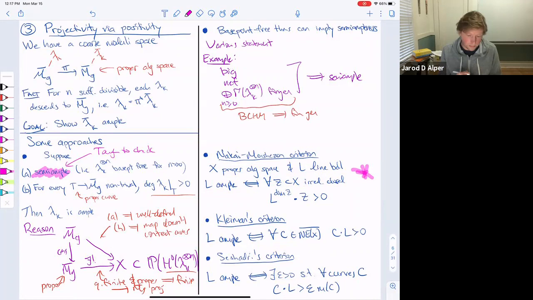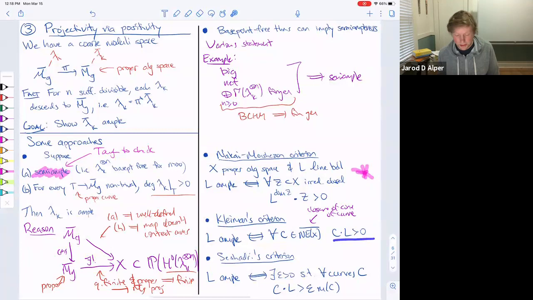But it's important to keep all of these in mind. There's also Kleiman's criterion, which says L is ample if and only if, for anything in the closure of the cone of curves, the intersection is positive. It's often not hard to show that for an honest curve you have strictly positive intersection, but going to the limit is really hard to check in practice. And similarly, Seshadri's criterion is an ampleness criterion where you just need to check on curves, but here you need to check not only that it's strictly positive, but that you can control how positive it is: that it's greater than some given epsilon times the multiplicity of the singularities of that curve. This can also be tough to check.